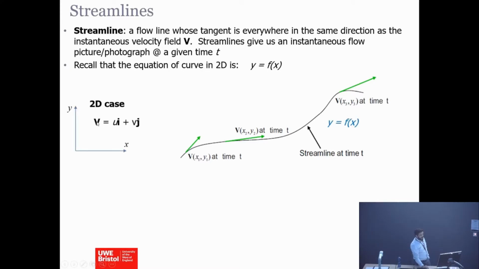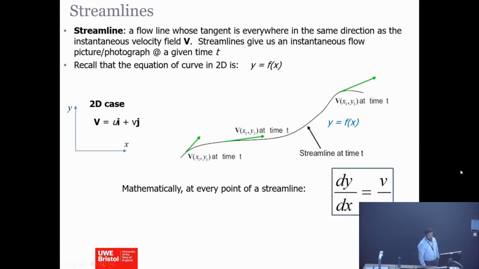In 2D, of course, we have a velocity vector with components u and v. And does anyone remember the equation of a streamline from last year? Top of your head? No? Okay. That's the equation. So it says dy/dx equals v over u. So basically the tangent, that's dy/dx, equals the ratio of the velocity component in the y direction, v, divided by the x component, u.